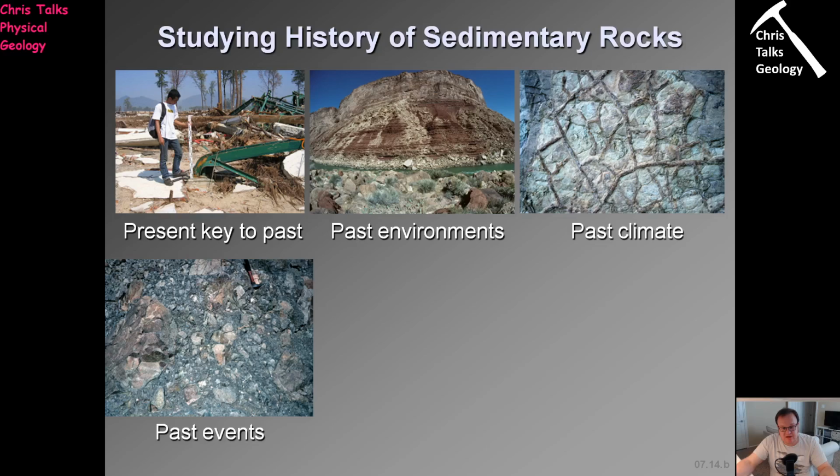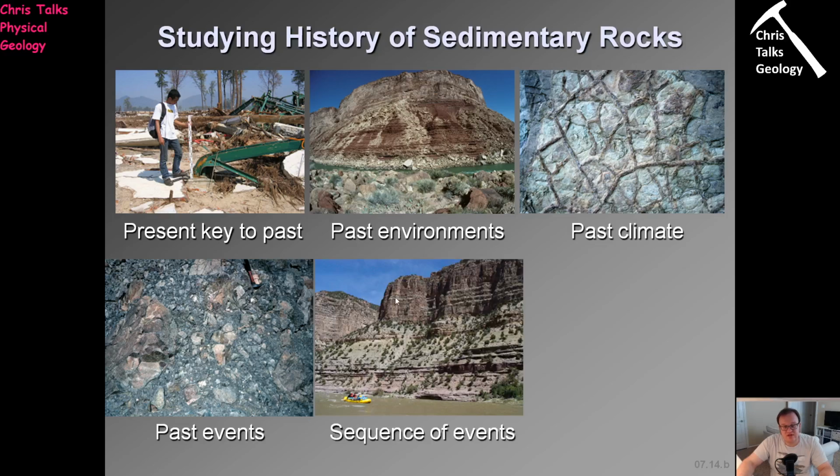Sedimentary rocks also tell us about past events. They're going to tell us about things like landslides. They're going to tell us about periods of uplift, where rocks are being pushed upwards. They're going to tell us about periods of time where sea levels are rising and water is moving onto the continents. And once again, that's a direct reflection of global climate in most instances, so that's going to tie back into past climate.